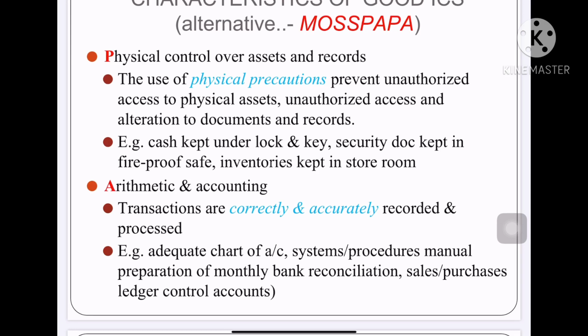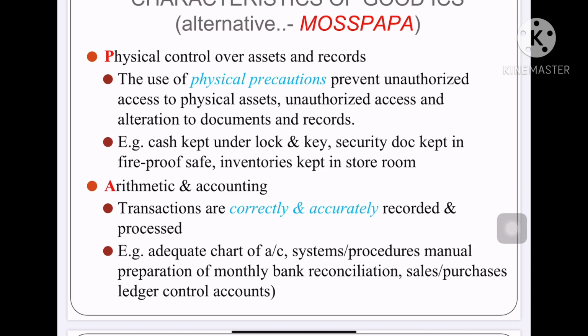And then unauthorized access and alteration to documents and records. It means that here, who are the persons who can manipulate and alter all the documents and so on? So make sure that they have control over assets and records. Not necessarily, for example, for those who are doing accounting, only one person can do and authorize everything in the system. They should only key in and be authorized by other people.